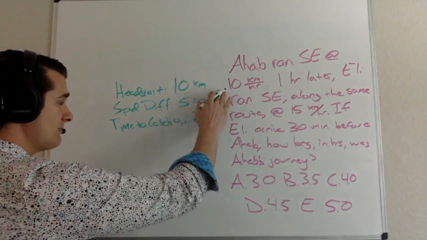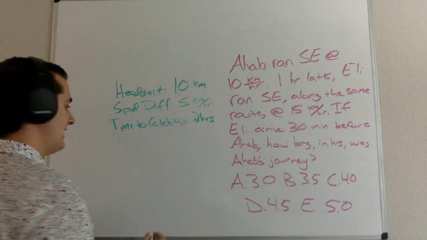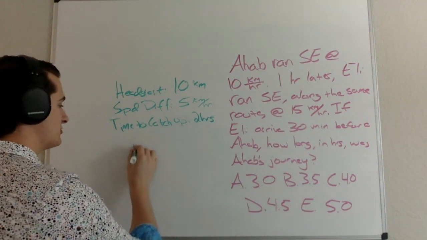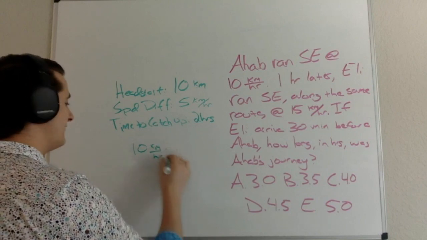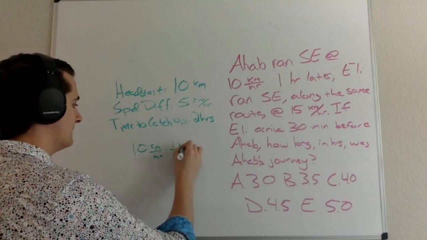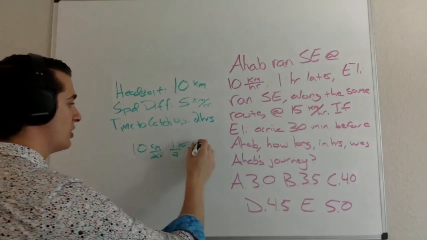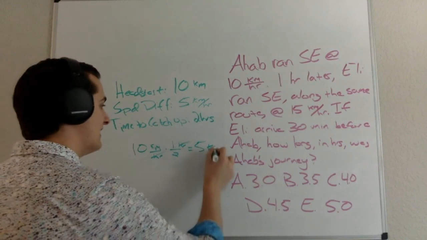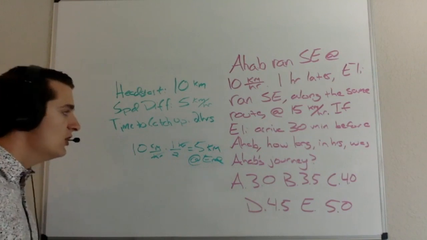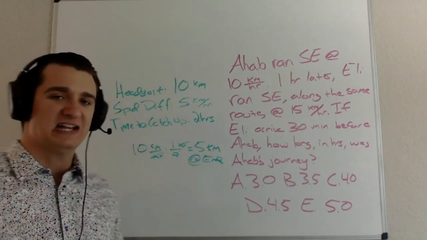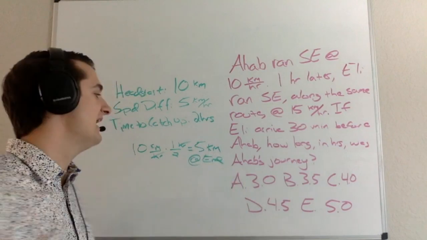Well, I know that Ahab was running at 10 kilometers per hour. If he was running at 10 kilometers per hour for half an hour, right, then what I'm going to find is that Ahab ran a total of 5 kilometers at the end. So now I know that Eli finished 5 kilometers ahead of Ahab.